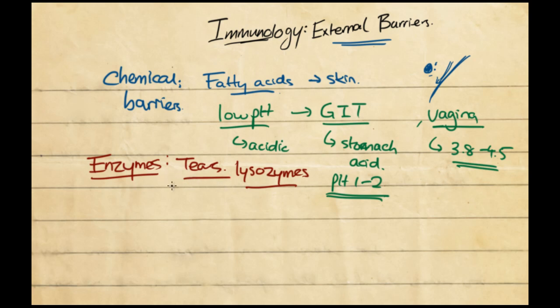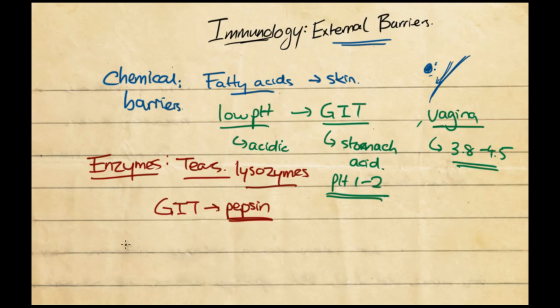And aside from tears, in the gastrointestinal tract, there's pepsin. Now, pepsin is a normal enzyme used to degrade protein in our diet, but when it encounters a bacteria or a virus, it's also able to degrade the protein that is in the bacteria or the virus or whatever pathogen it is, and that protects us.